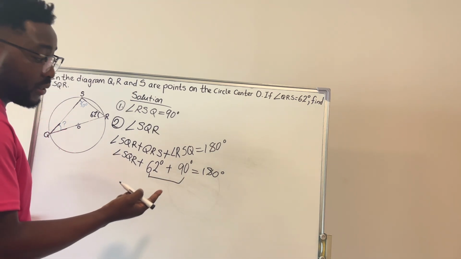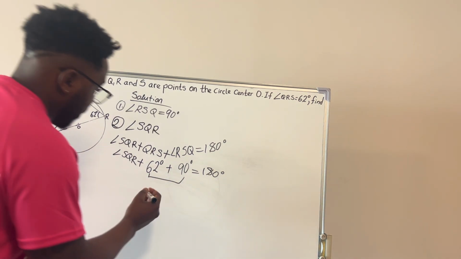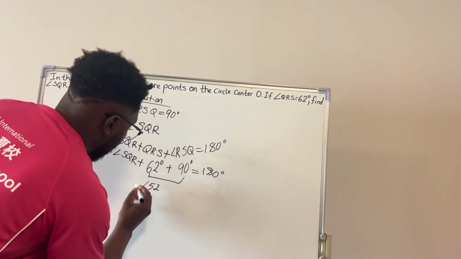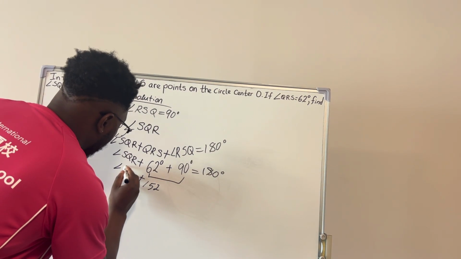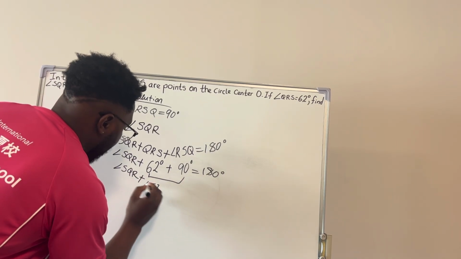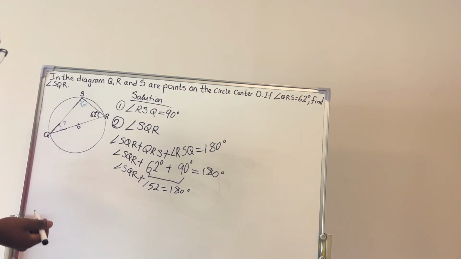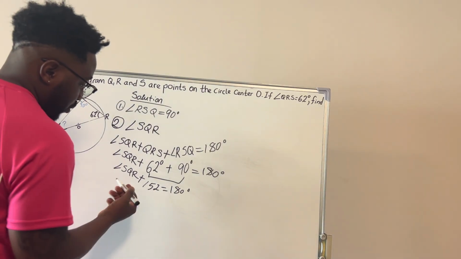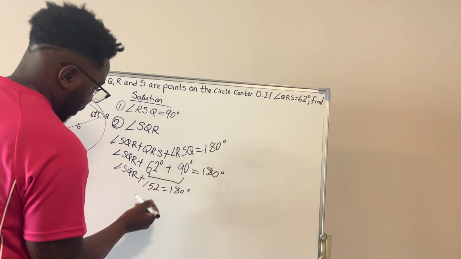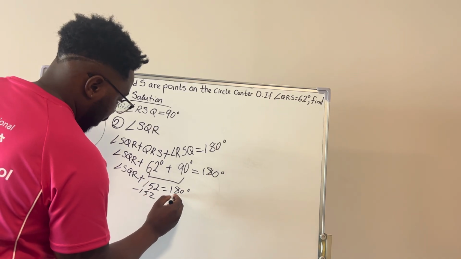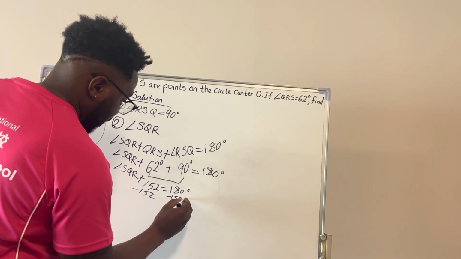What does that give us? That gives us 152, plus angle SQR equal to 180 degrees. So what then do we do? We just solve this equation. We minus 152 and minus 152 on the other side as well.